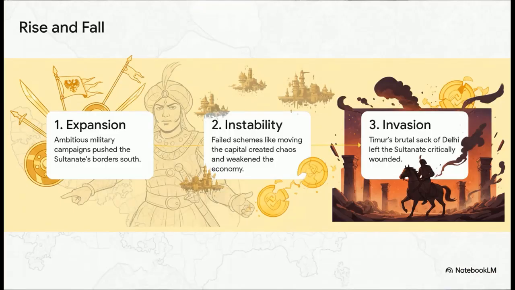You can really think of the Sultanate's story in 3 acts. First, you have this incredibly ambitious expansion under guys like Alauddin Khilji, who even called himself the Second Alexander. Then comes the overreach. Muhammad bin Tughlaq had these grand ideas, like moving the entire capital hundreds of miles south and creating a new token currency. Well, they failed spectacularly, causing total chaos. And the final blow? The absolutely brutal invasion by Timur in 1398. He left Delhi in ruins, and the Sultanate was, for all intents and purposes, broken.